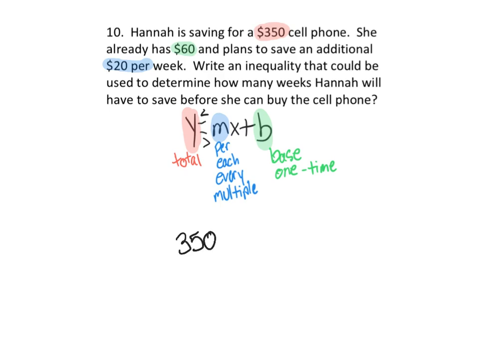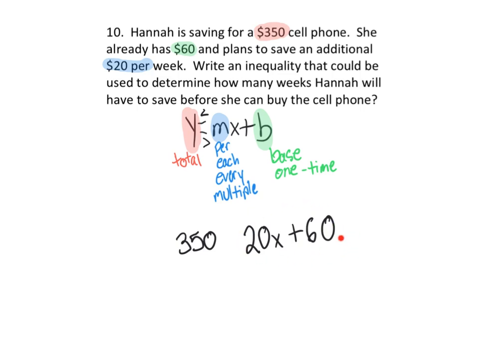We don't know which sign to use yet. We'll figure that out here in a second. We know that we have 20x plus 60. Now we need to figure out the inequality. So the way we determine is we have to realize that Hannah needs $350. She has to have that total. So $350 is going to be less than, okay? So 350 is our total. This is what she is going to save. So 20x plus 60 is what she's going to save.